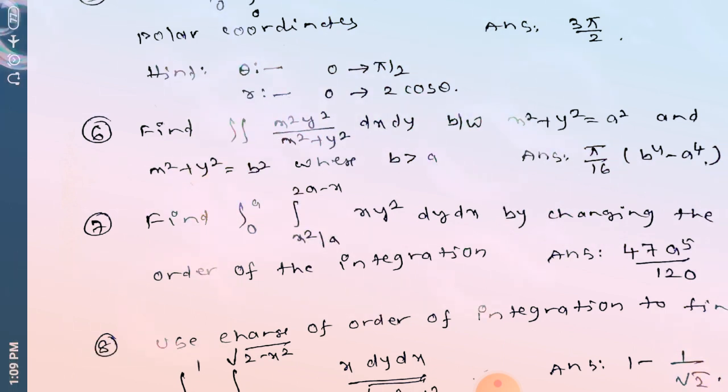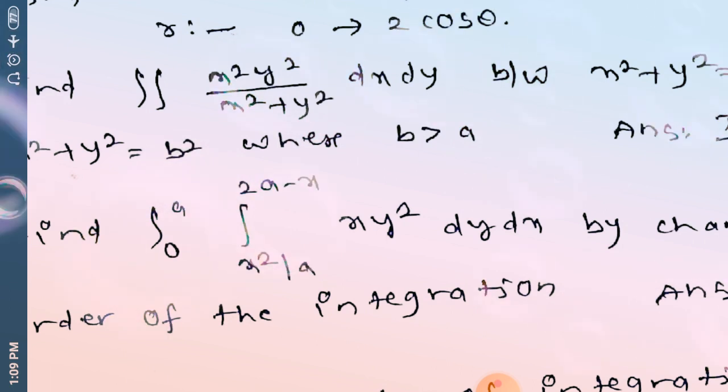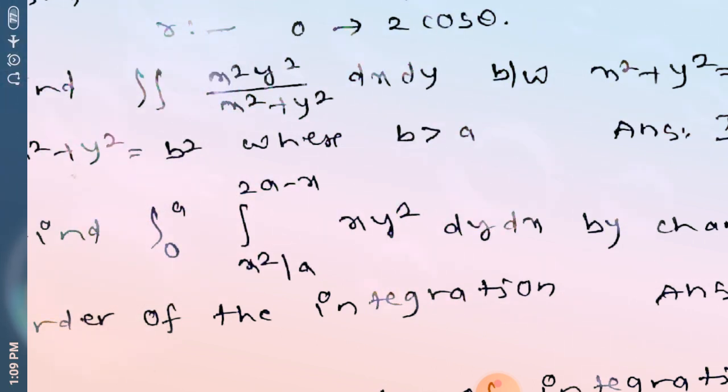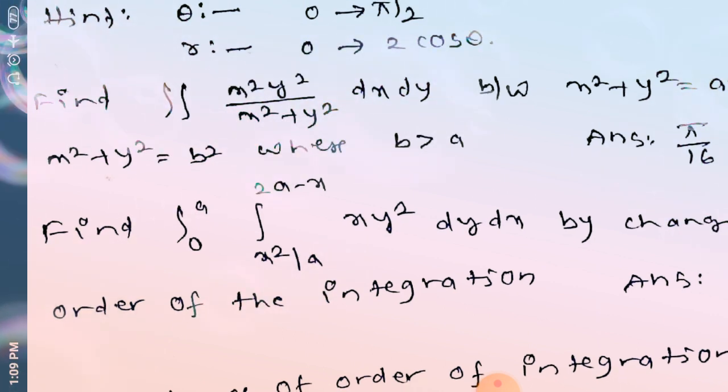So in order to change that, you just look at the limits 0 to a and x square by a to 2a minus x. By using that, x value is 0 to a. So x is 0 means it is totally on the y axis.